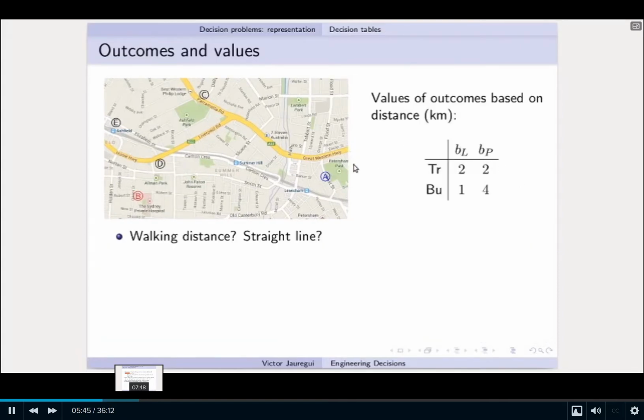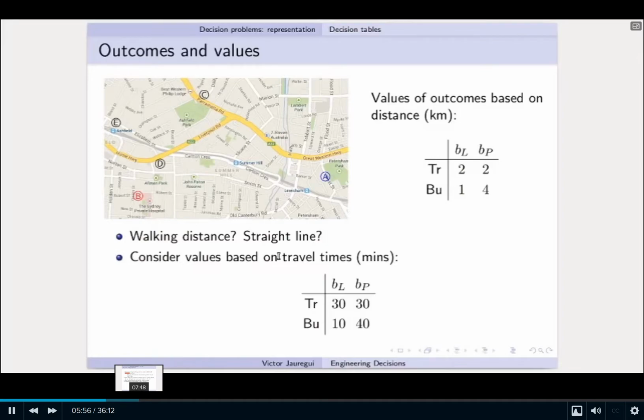So again, if we measure distances, we can do that as a decision table, and we would put the distance in terms of kilometers. How would we measure distance? Well, there are multiple options. We might also measure the outcomes C, E, and D in terms of traveling times.